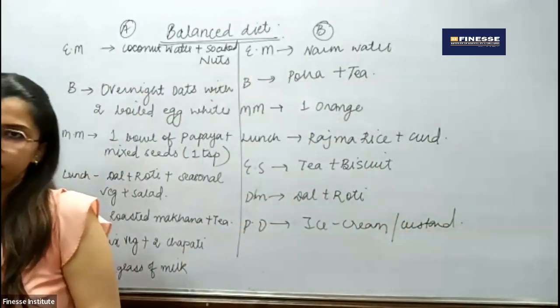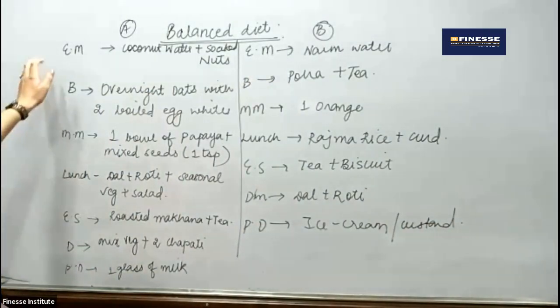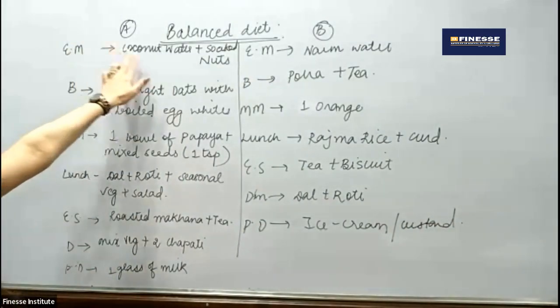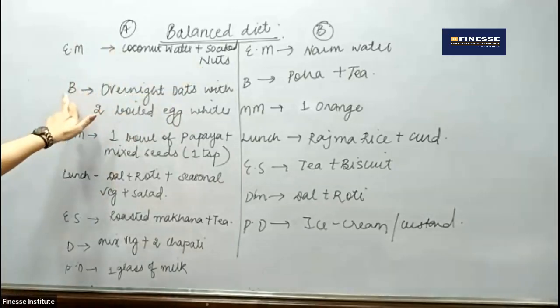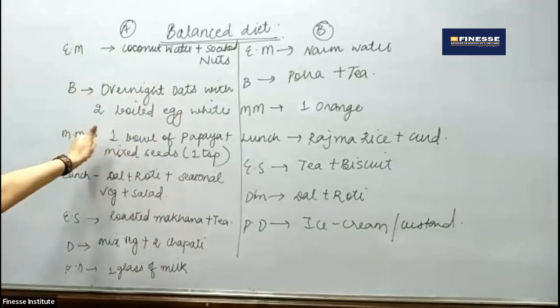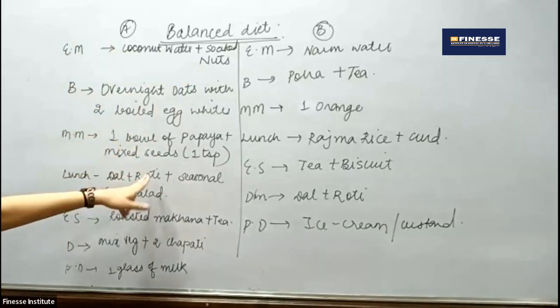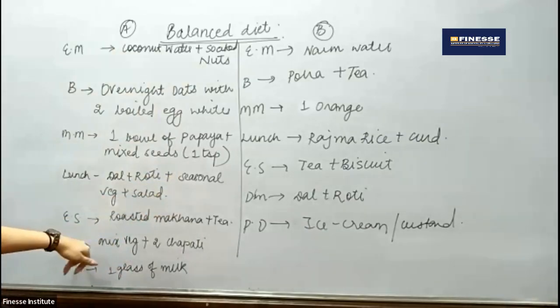कि आपके पास दो डाइट प्लान है. ठीक है, एक प्लान है अर्ली मॉर्निंग में दैट पर्सन इज हैविंग कोकोनट वाटर, सोप nuts. ब्रेकफास्ट में he's having overnight oats with 2 boiled egg whites. Mid morning में 1 bowl of papaya plus mixed seeds. Lunch dal roti plus seasonal vegetable and salad. Evening में roasted banana plus tea and dinner mixed vegetable with 2 chapatis and post dinner 1 glass of milk.